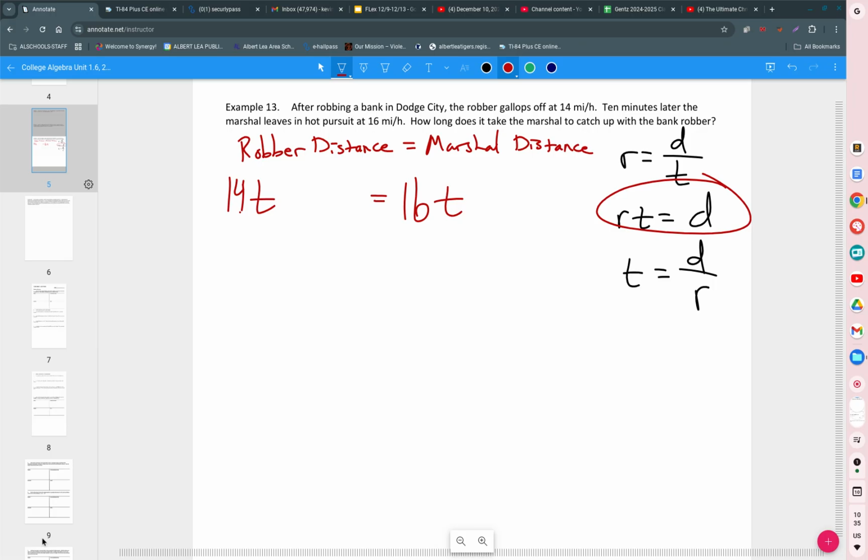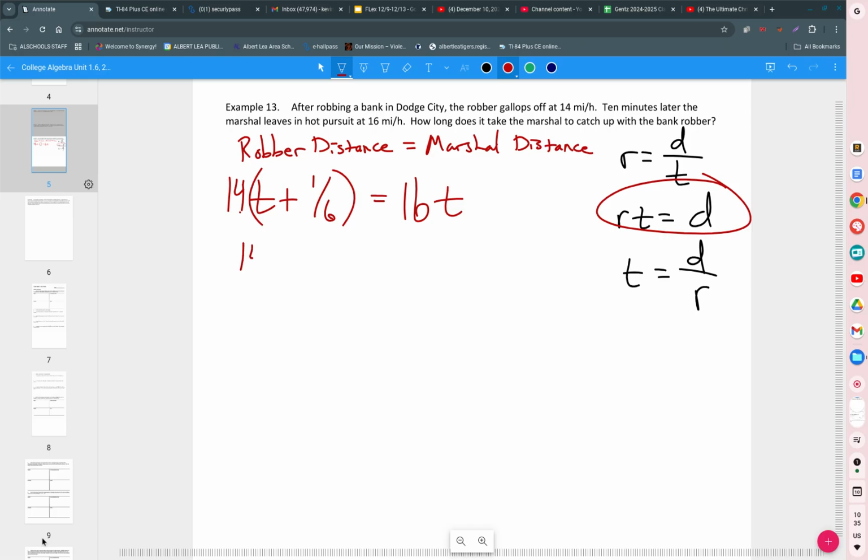But he has more time than the marshal, doesn't he? 10 minutes. He has the head start. So we would have not just t, but t plus time. It's in hours. So 10 minutes would be, how much of an hour? 1/6, yeah. So t plus 1/6 of an hour. So it's important that you understand that the distances will be the same, but the times will be different. So this is one way to set it up.